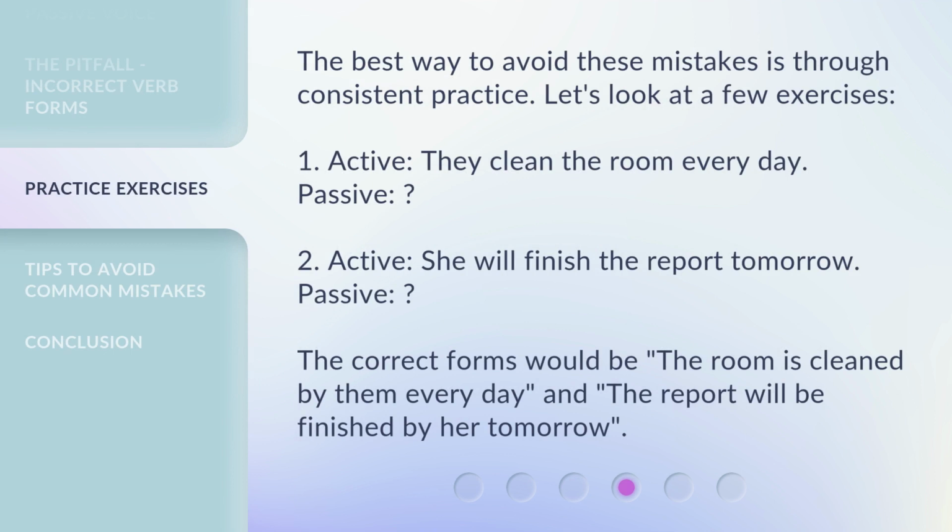The best way to avoid these mistakes is through consistent practice. Let's look at a few exercises. 1. Active. They clean the room every day. Passive. 2. Active. She will finish the report tomorrow. Passive. The correct forms would be, the room is cleaned by them every day, and, the report will be finished by her tomorrow.